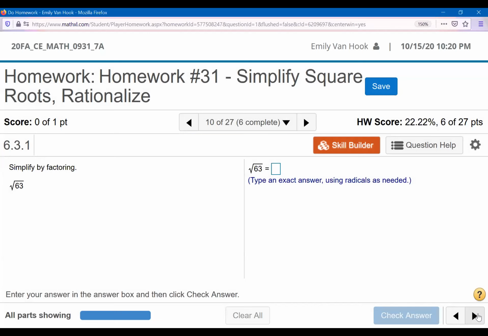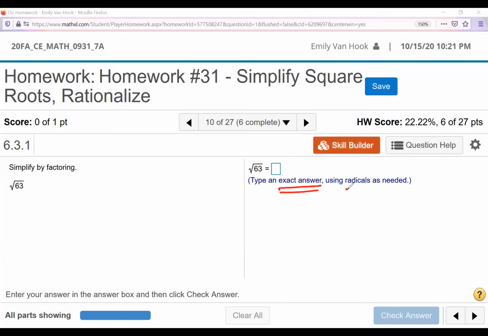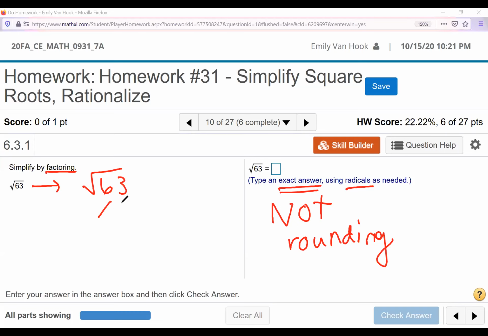Okay, here we go. So number 10, the square root of 63, and the directions say simplify by factoring. Also notice under the answer box, it says type an exact answer using radicals as needed. So that word exact, that means we are not rounding. So if you've kind of gotten comfortable using your calculator and then you put this one into your calculator and get a long decimal, that is not what's being asked here. So simplify by factoring, that means this is where we're going to start breaking the number down. So actually, I think we saw this one already today.